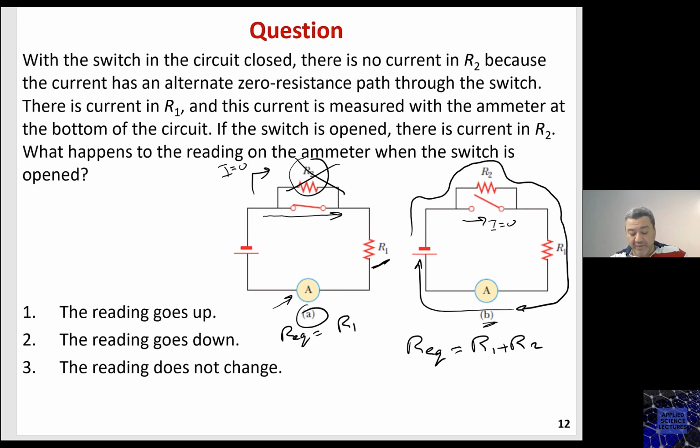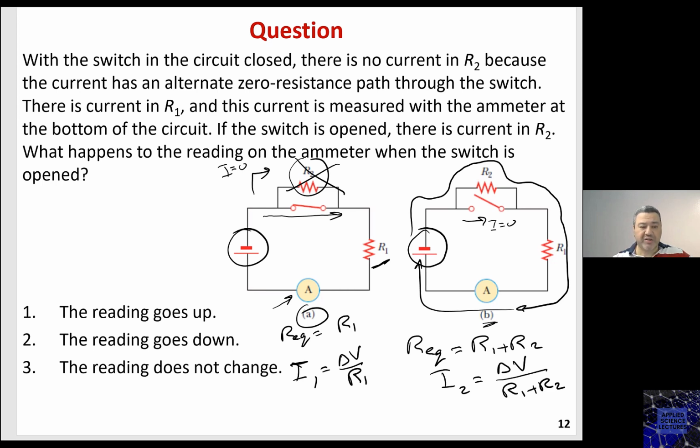So if I have the same battery, the same potential difference did not change, and I all of a sudden increase the resistance that this battery is sending a current through, what are you expecting to happen to the current? So the current here, I1, is delta V divided by R1. The current here, I2, is delta V, the same, divided by R1 plus R2.